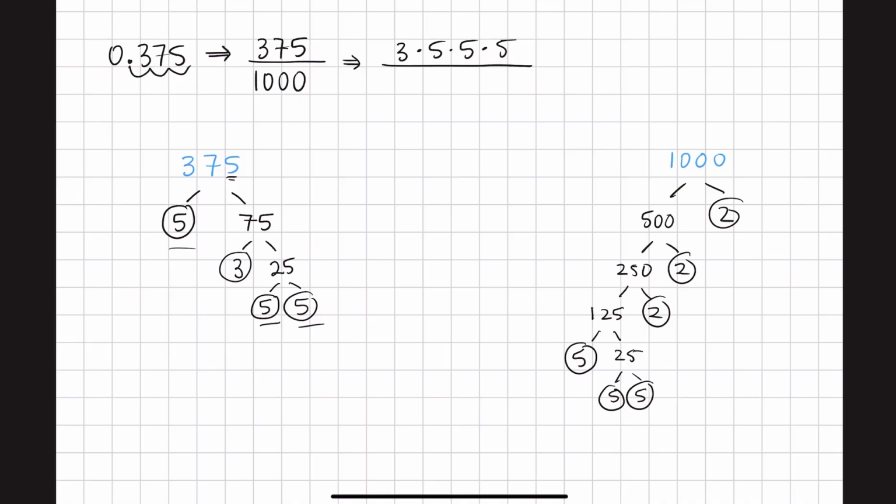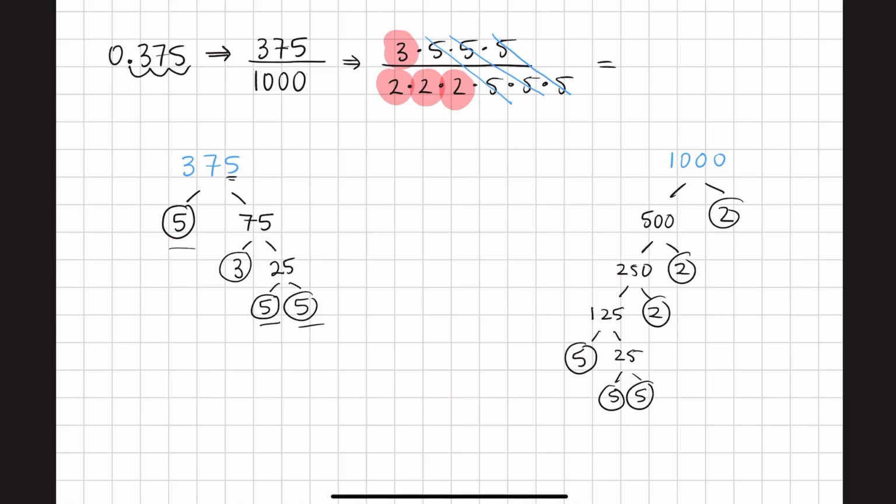And I'll write them from least to greatest. So I have 2 times 2 times 2 times 5 times 5 times 5. Wow. So I can cancel anything that I have overlapping, which is 5 and 5 here, 5 and 5 here, 5 and 5 here. So I've gotten rid of all of my 5s now. Now I'm left with a 3, a 2, a 2, and a 2. There's nothing to cancel them with because they're not overlapping.